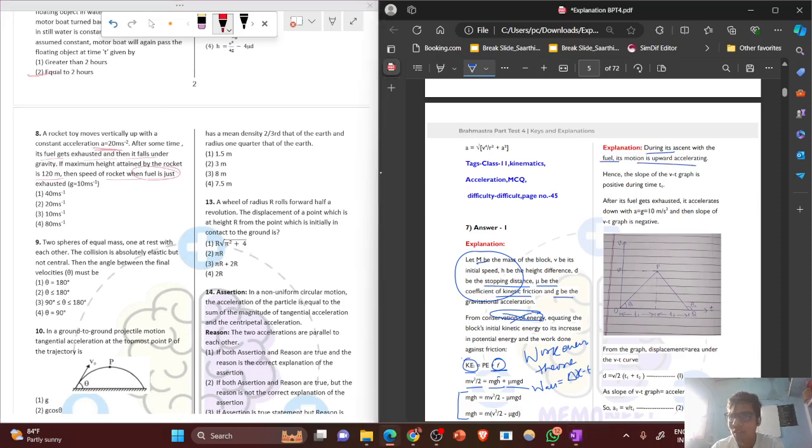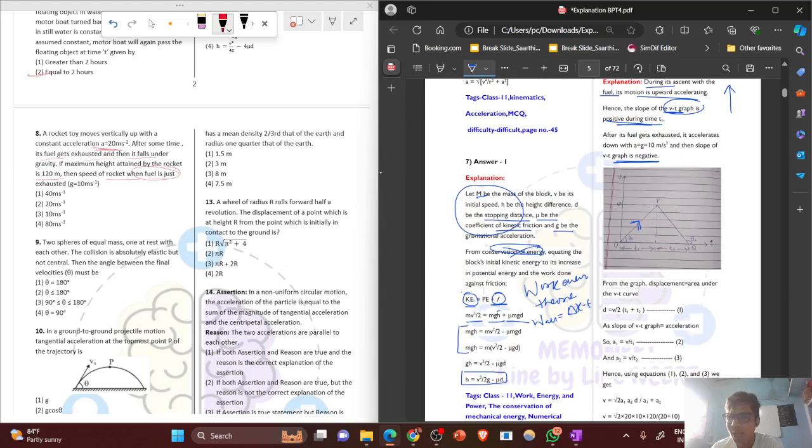fuel, its motion is upward accelerated. It's correct, as it is the slope of the VT graph, and the slope of the VT graph is positive during T1 time. Let's suppose from T1 time it is just accelerating upward, so the slope is positive, and while going downward its slope is negative in T2 time. The same is shown here.